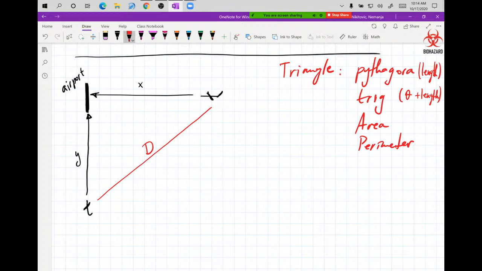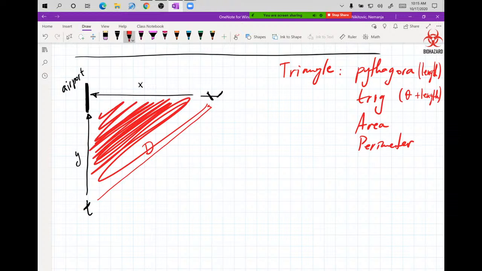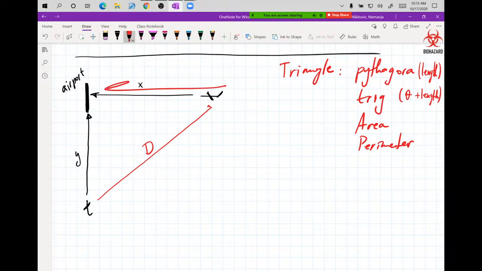So when you look at this triangle, for this Pythagorean, I'm not talking about the area, because these planes fly in a straight line. This plane is not going to cover the whole region like this. That would be area. It flies straight in. So this problem only contains lengths. That's it. And that's why the Pythagorean theorem is the only choice that we can make.